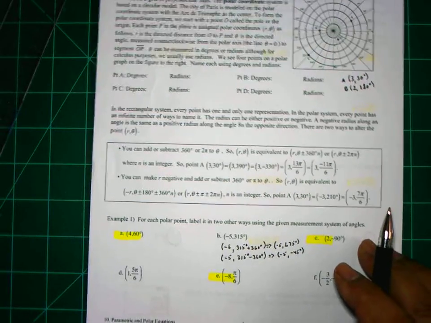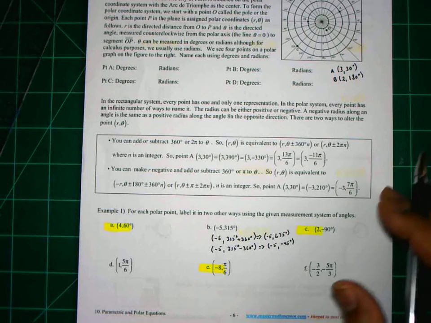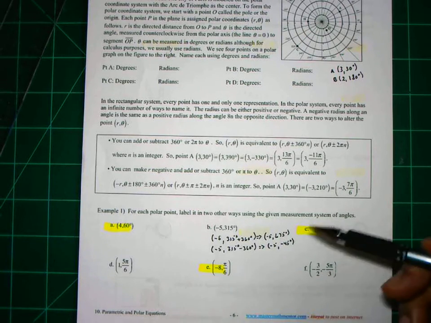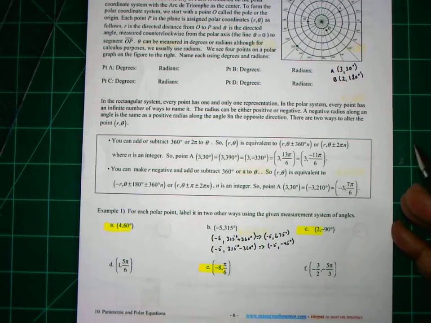Now, polar coordinates don't have to be measured in degrees. You can measure them in radians. And I've left 3 here for you to do: A, C, and E.